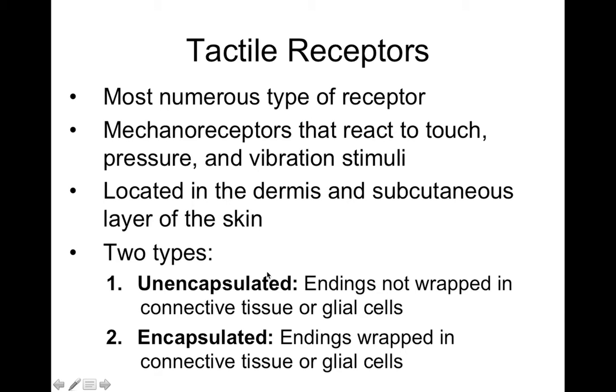We have the unencapsulated varieties and the encapsulated varieties. Now, when they're unencapsulated, this means that the endings of these nerves, where the receptors would be, are not wrapped in any connective tissue or glial cells. These are like free nerve endings. They're not encapsulated at all. They're a nerve ending with receptors on it. However, that differs from the encapsulated varieties because these endings are wrapped in connective tissue or glial cells, which give them an ending with an enlarged area near the end of the nerve that's more specialized at sensing or receiving different information.